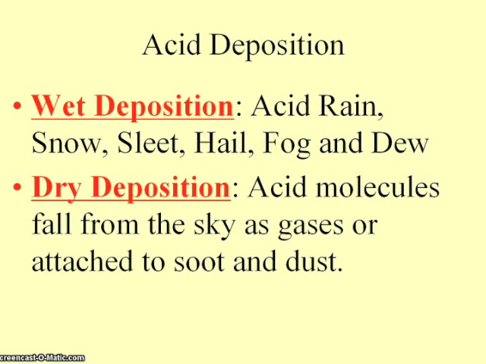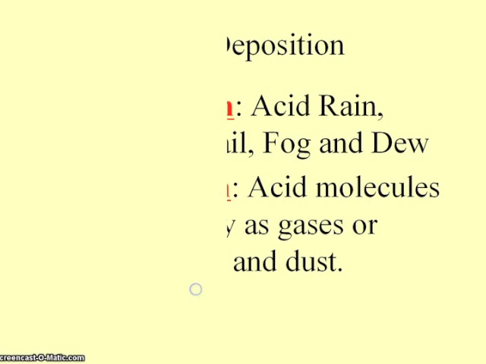So even though you've heard of the term acid rain quite a bit, acid rain really isn't the best term. Acid deposition is a much better term because you can have acid snow, sleet, hail, fog, and dew. And you can even have dry deposition. So the next time you go outside in the wintertime and you plan on eating some snow, be careful. It might be acid snow.